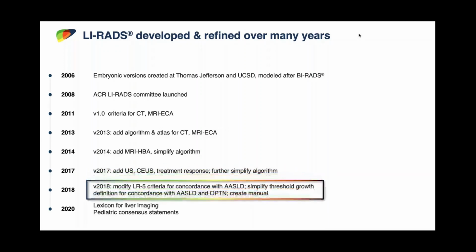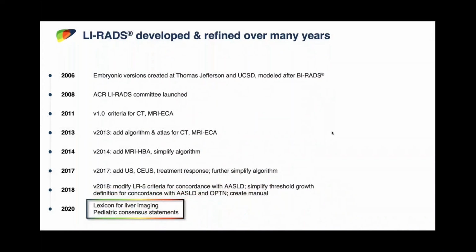In 2018, we made some modifications that allowed us to achieve unification with AASLD, as I mentioned earlier. We also simplified some of our definitions and criteria, and we created an online manual, which is a comprehensive reference for imaging of the cirrhotic liver. In 2020, this year, we released a lexicon for liver imaging, and we are in the process of releasing consensus recommendations for imaging of pediatric liver tumors.